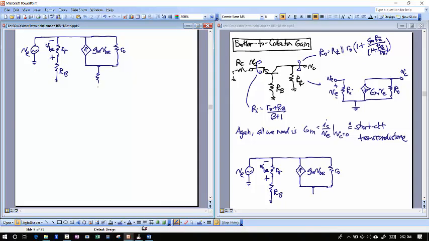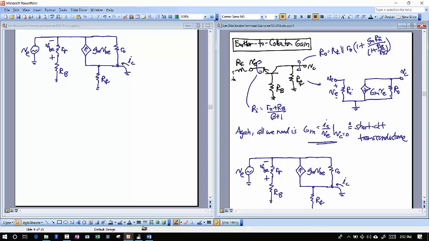And I have my collector resistance here. But I'm again going to short this because I want my short circuit current IC. So I want to solve for this, where I'm going to take IC divided by VE with VC equal to 0. And so that's effectively how I'm making VC equal to 0. I'm short circuiting my output. Okay? So let's analyze this thing.